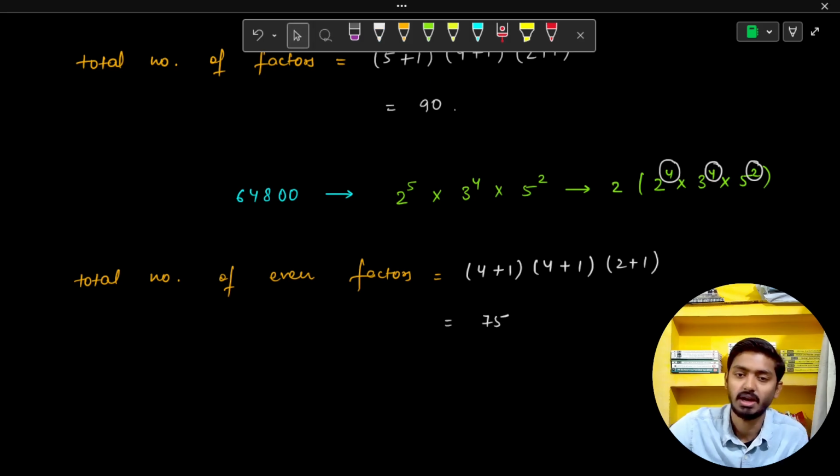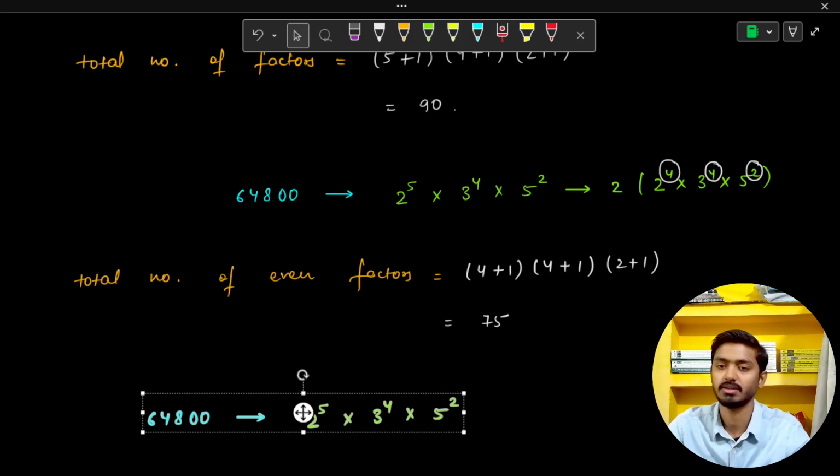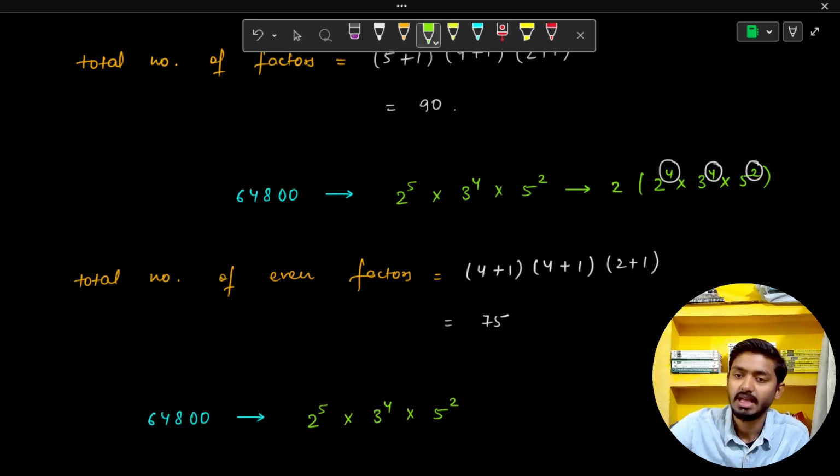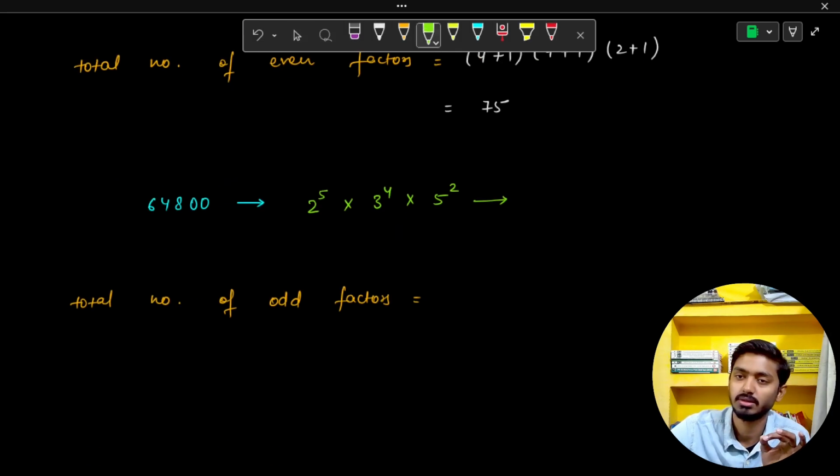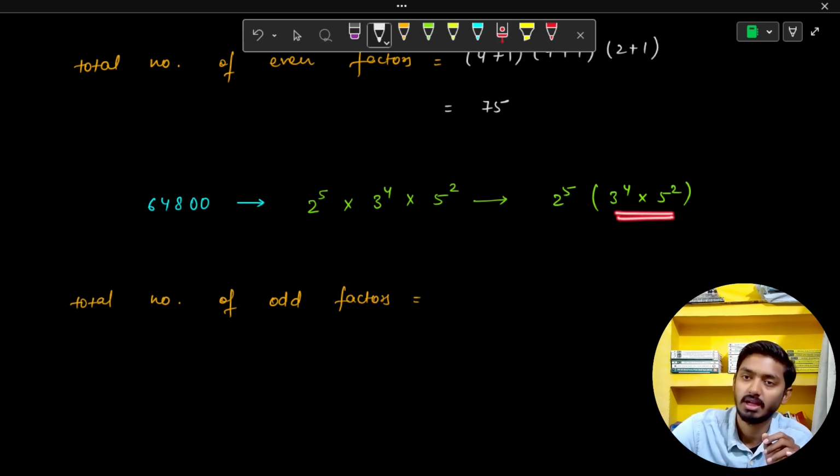Now, what if they would have asked for the total number of odd factors? Any presence of 2 would make the factor instantly even. So we are not even going to talk about 2 to the power 5 in any scenario. We'll just remove the entire 2, which are the factors of the number. We'll just talk about this section. Again, we'll increase the exponents by 1 and multiply them.